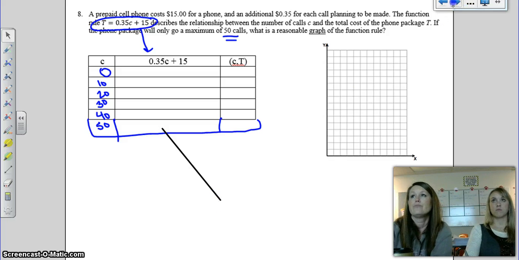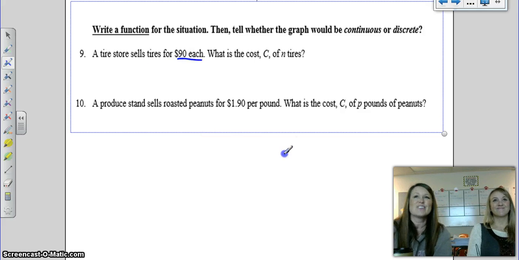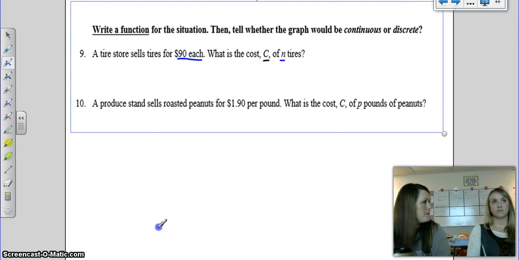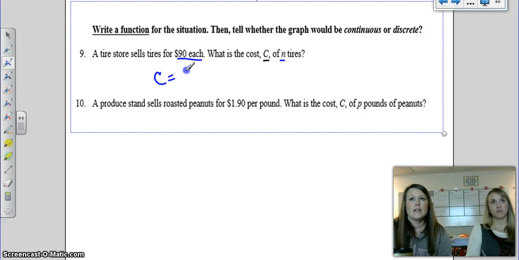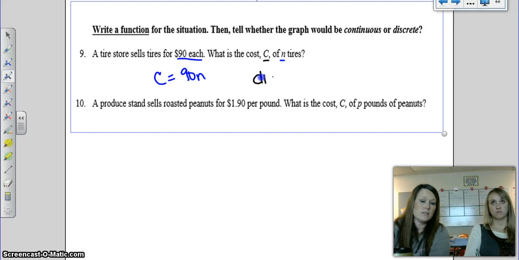Okay. So write the function for the situation, then tell if it's continuous or discrete. So would I connect the dots or not? A tire store sells tires for $90 each. What is the cost C of N tires? Well, in this situation, cost is going to be each tire times $90. So cost is 90N. Now, I cannot purchase half of a tire. You would get one or you get none. So I would not connect the dots in this situation, which makes this a discrete relationship.